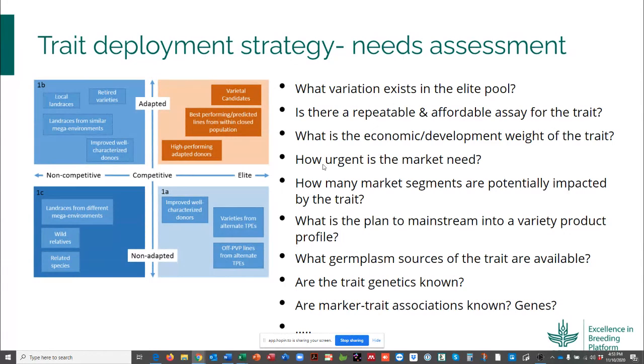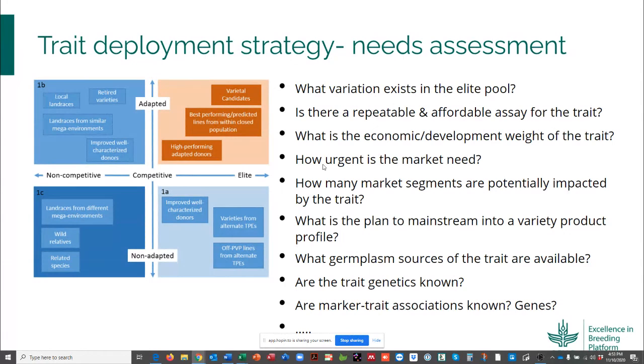Are we looking at something that may be niche? Are we looking at something that could have scalable impact? What is the plan to mainstream these traits into variety product profiles? What germplasm sources are available? As I mentioned before, are we dealing with germplasm sources that are much closer to our elite material, or are we dealing with something that's really still very wild and untamed?